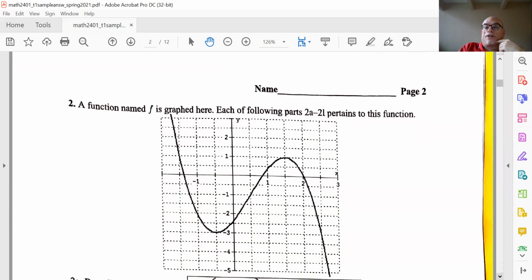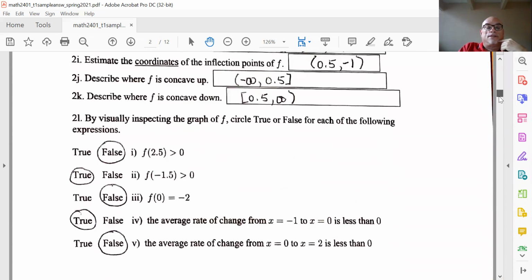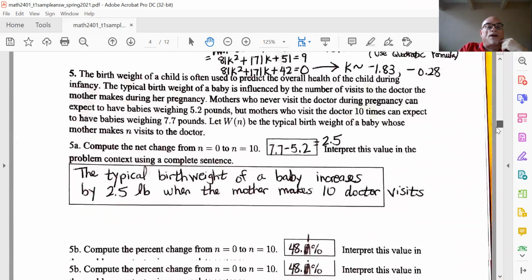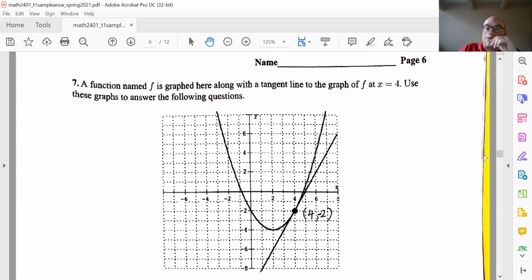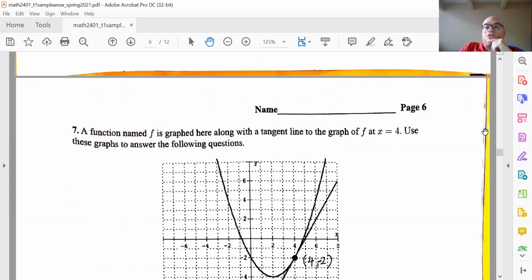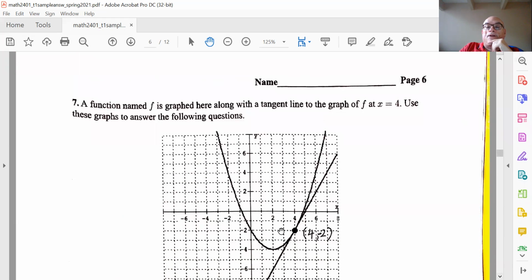All right, let's go down now a little bit. We're going to go down quite a bit, and let's go down to question number 7. In a way, a similar question, because it also deals with the slope of a curve and a tangent line. So this parabola here is the graph of a function named f. That's this U-shaped curve here, right? And on this function is the point (4, -2). I've written in the coordinates for this particular point, and drawn right there at that point on the curve is a tangent line.